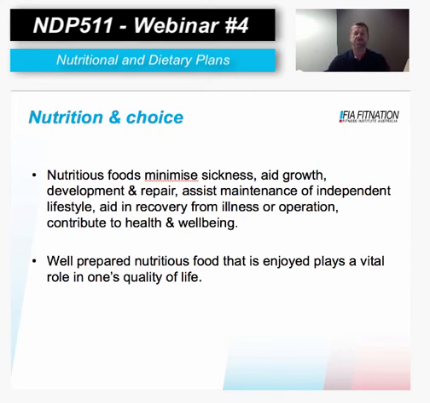So again, nutritious foods minimize sickness, aid growth, development and repair, assist maintenance of independent lifestyle, aid in recovery from illness or operation, and contribute to health and well-being. So well-prepared, nutritious food that is enjoyed plays a vital role in one's quality of life.